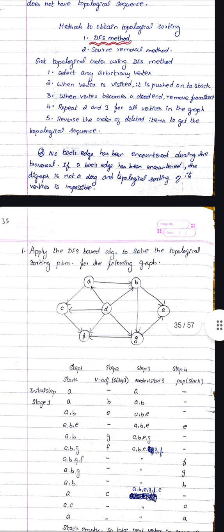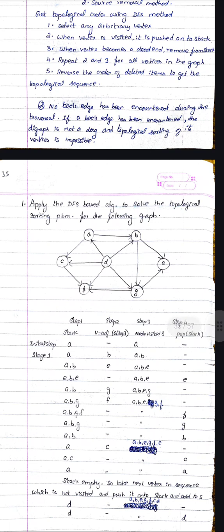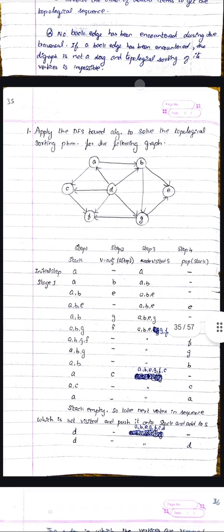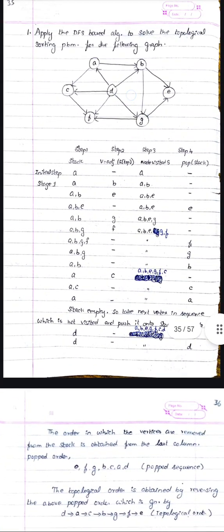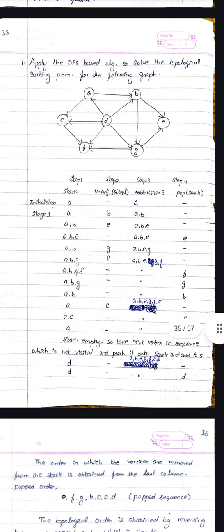No back edge has been encountered. During the traversal, if a back edge is encountered, then the digraph is not a DAG and topological sorting of its vertices is impossible. Then let us consider a graph.